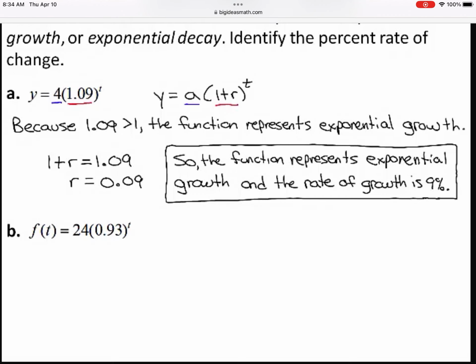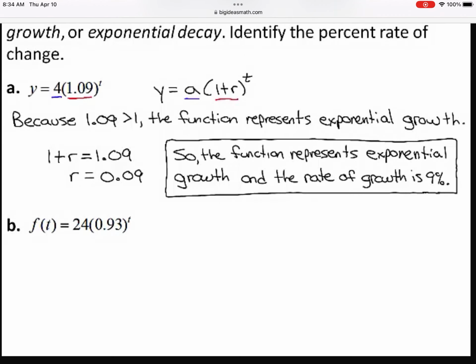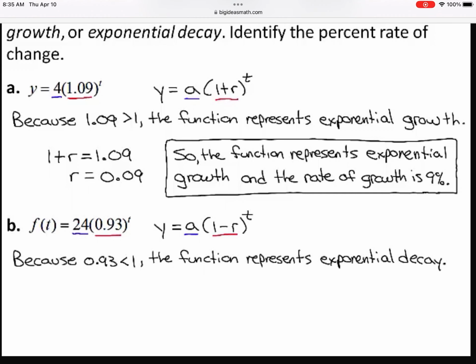Part B. f of t equals 24 times 93/100 to the tth power. Notice that the function is of the form y equals a times the quantity 1 minus r to the tth power, where a equals 24 and the quantity 1 minus r equals 93/100. Because 93/100 is less than 1, the function represents exponential decay.